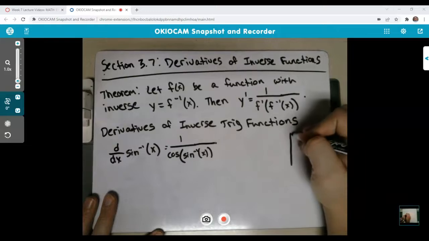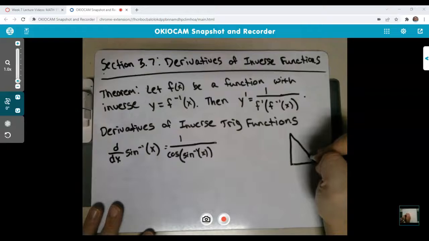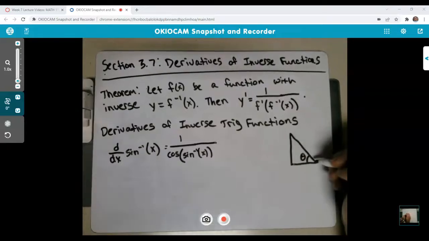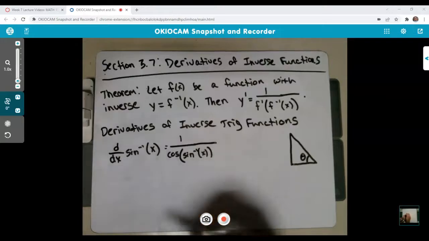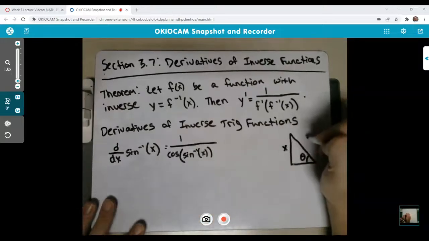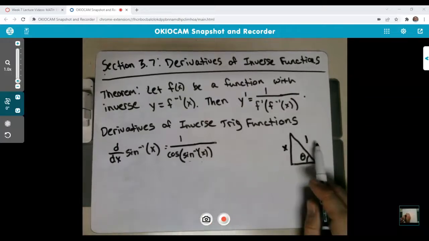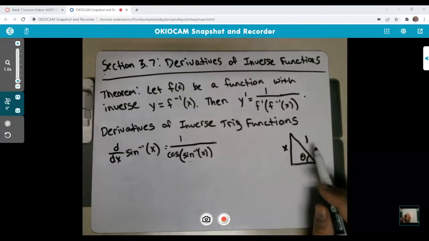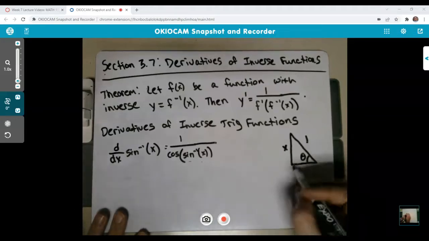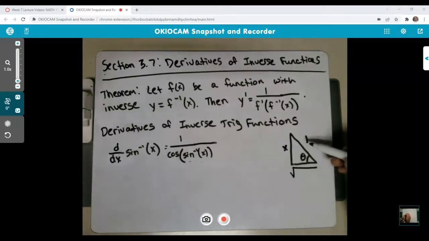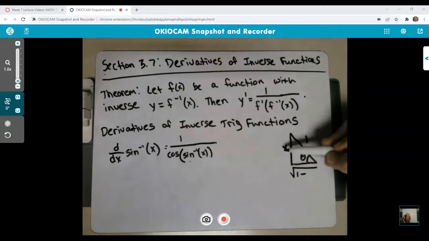Let's draw a triangle. Inverse sine of x means that if I let this be equal to theta, I know the sine of that would be x over 1, right? And I know sine is opposite over hypotenuse. So I have an x right there and a 1 right there. Using the Pythagorean theorem, I know this third side over here would be equal to my hypotenuse squared, 1 squared is just 1, minus this x squared.